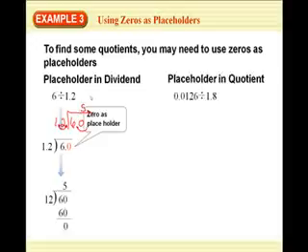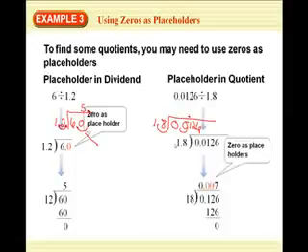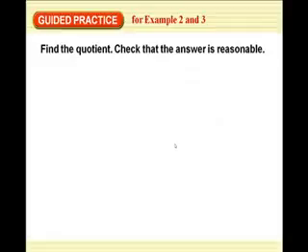This one is 0.0126 divided by 1.8. We're going to go over 1, and straight up, and then it's just 18 into those. And I'm not going to divide that out.